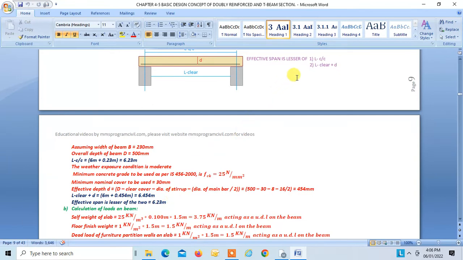So once you know effective depth D, you can find L clear plus D, right? So L clear plus D, the 6 meters plus 0.454, is equal to 6.454 meters. So we have to take our effective span as the least of these two. So the least of these two is 6.23. So our effective span is 6.23 meters.